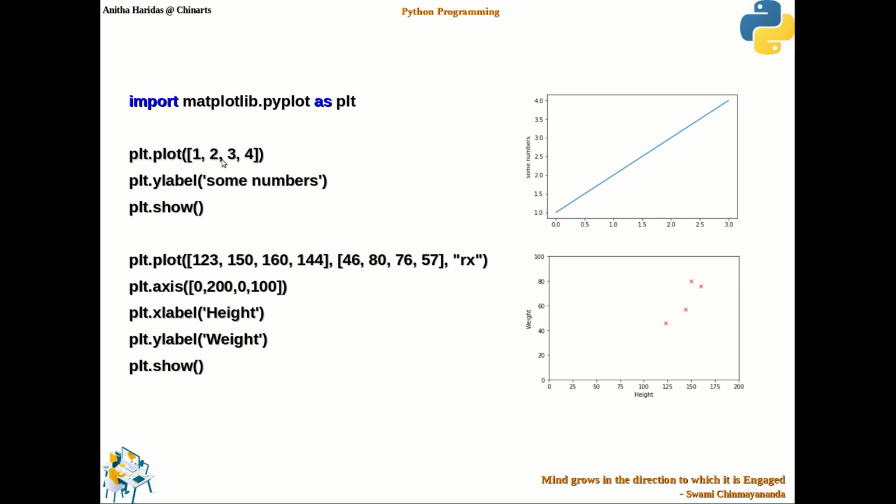Whereas here, for only one list of values, it just drew a line. Here it is going to take it as a pair of values, like 123 height with 46 as the weight, 150 height with 80 as the weight. So if you see here, for 150 the weight is 80. That is how it is marking this particular plotting. All these plottings are examples of linear plotting.